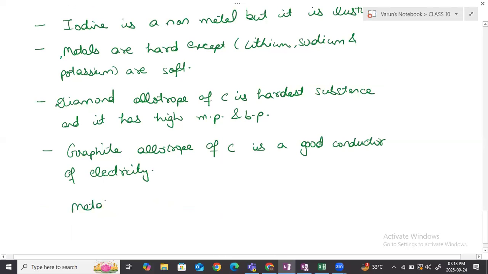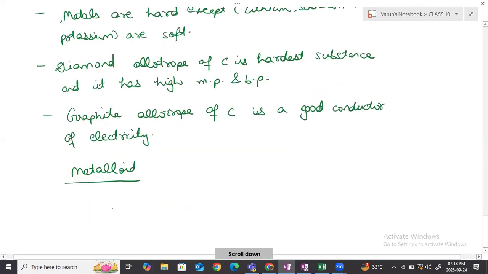Next, we have a term that is metalloid. So now, what are metalloids? These are elements that show some properties of metals and some properties of non-metals, meaning their properties lie between metals and non-metals.